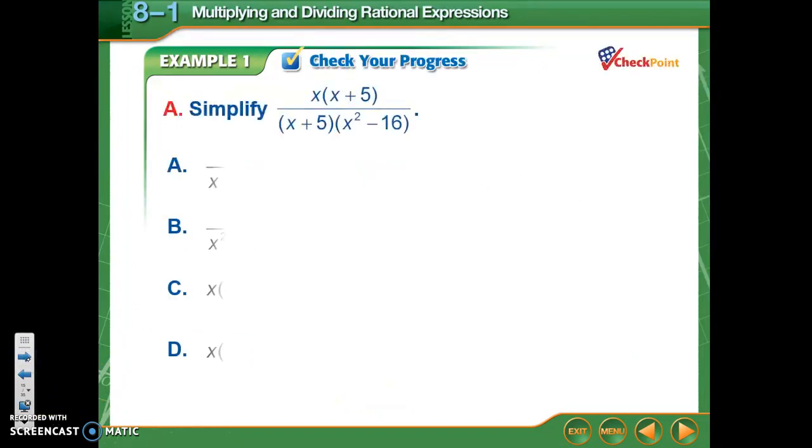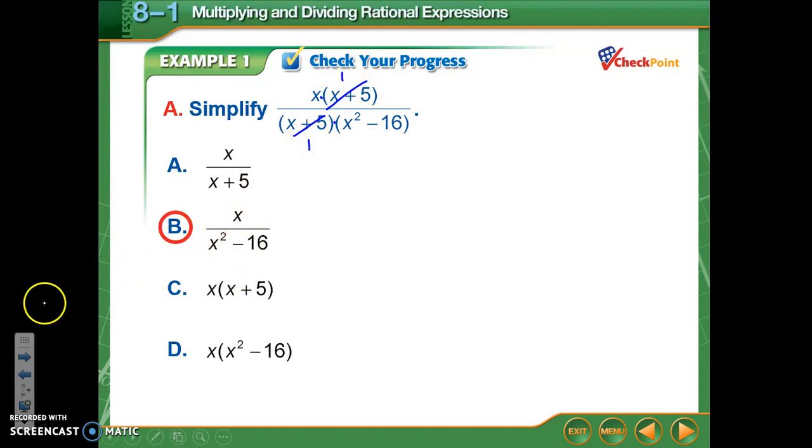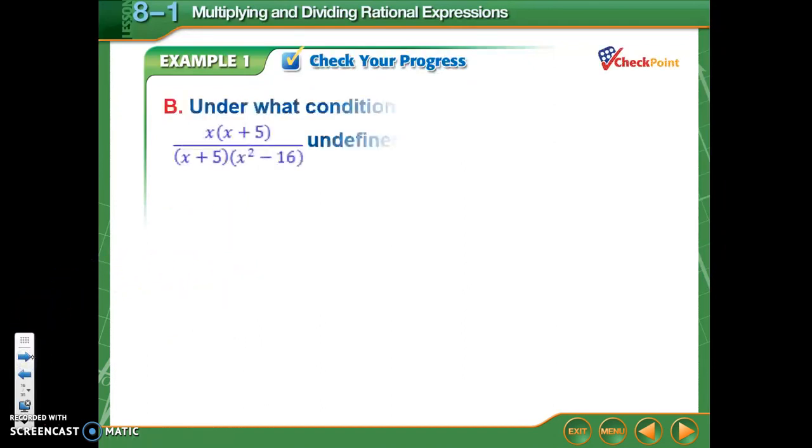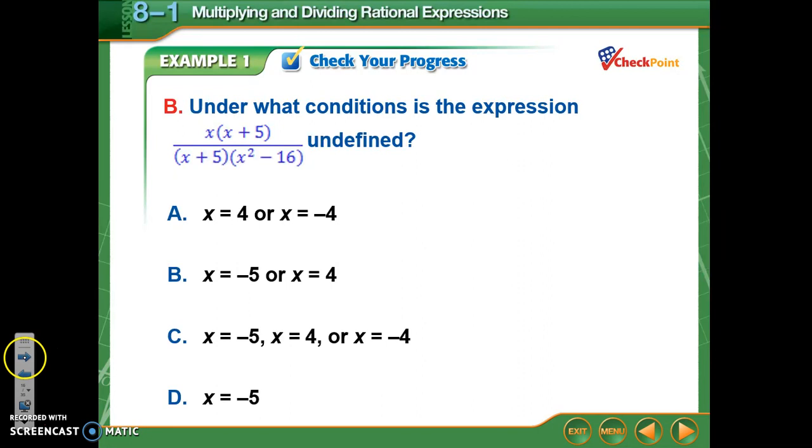So I want you guys to try simplifying this expression. Okay, your answer here should be B. Notice that this is already factored. So since x plus 5 is a factor of the numerator and denominator, it divides out to 1 in both cases, and I'm left with x over x squared minus 16. And what would make it undefined?